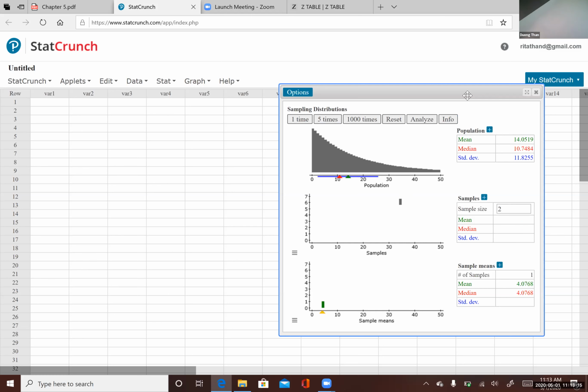How about if I do it 5 times? Like I want to take 5 random samples of sample size 2. So that's the first one, the first mean, and the second mean that I get from the second sample. Then the third one. And then the fourth one.